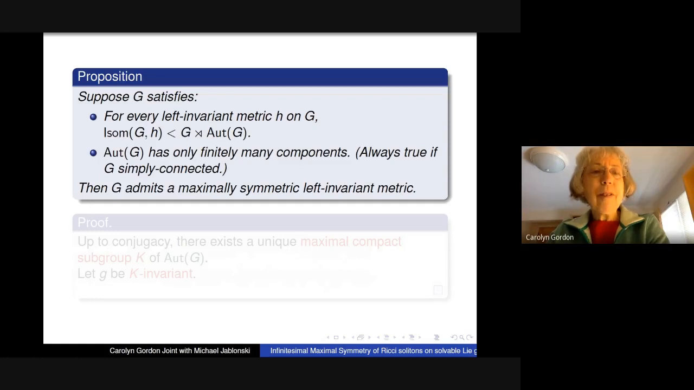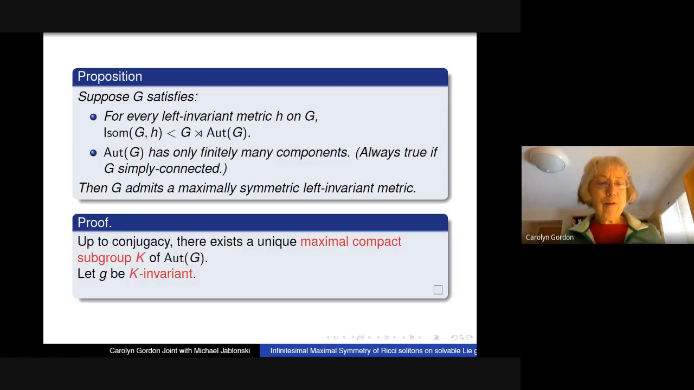So here's a simple existence result. For some Lie groups, we have the property that for every left invariant metric whatsoever, G is normal in the isometry group. And so the isometry group is contained in G together with the automorphism group. A second, less important condition is that the automorphism group have only finitely many components. This will always be true if the group is simply connected. I'm including the second condition because that guarantees that maximal compact subgroups of the automorphism group are all conjugate in the automorphism group. And in such a situation, G will always admit a maximally symmetric left invariant metric.